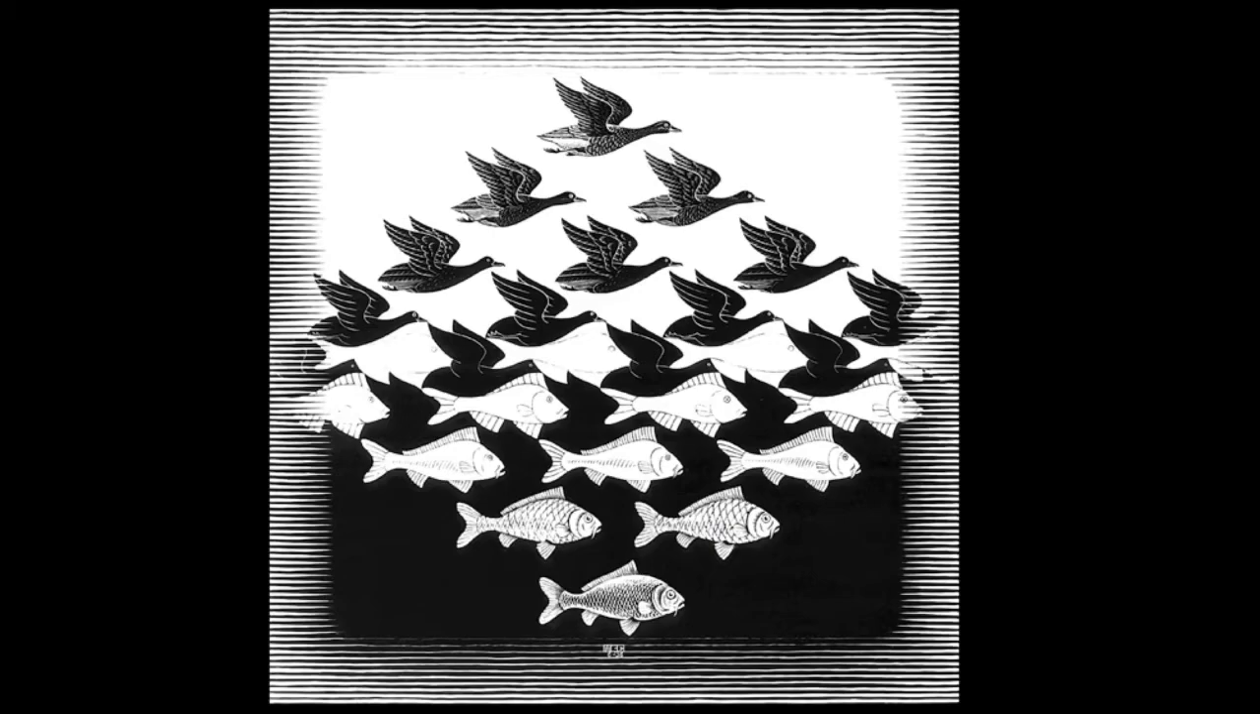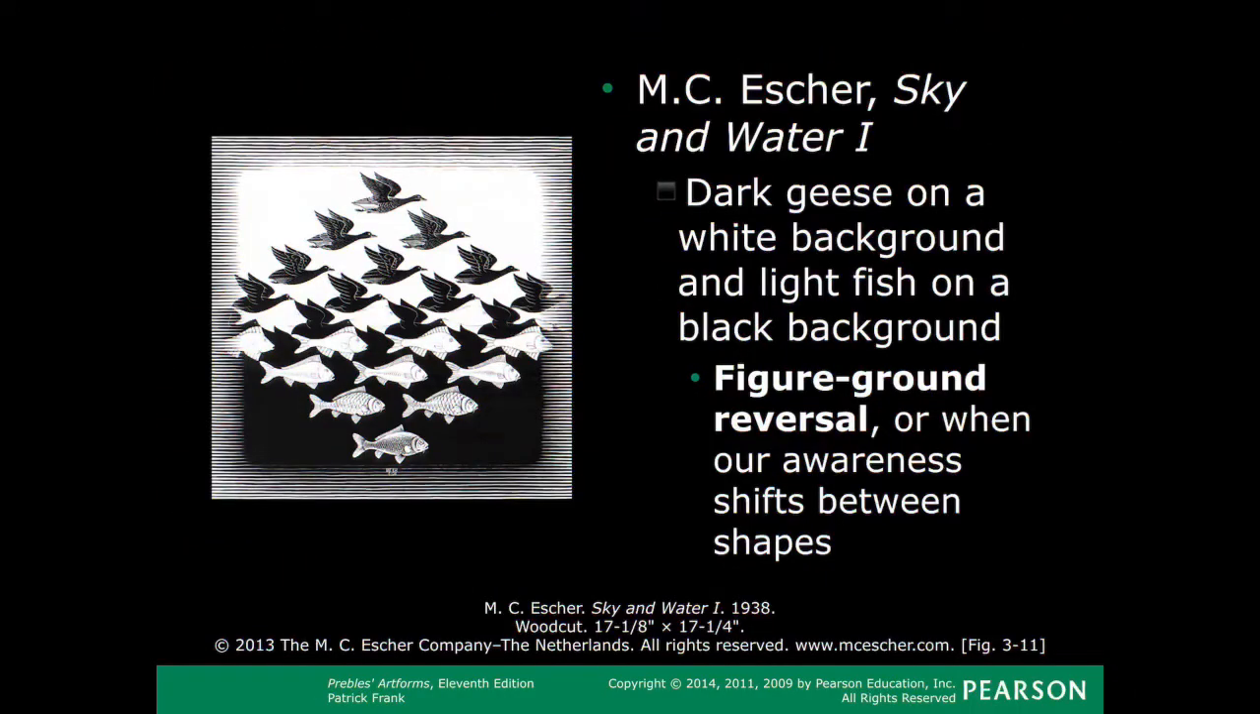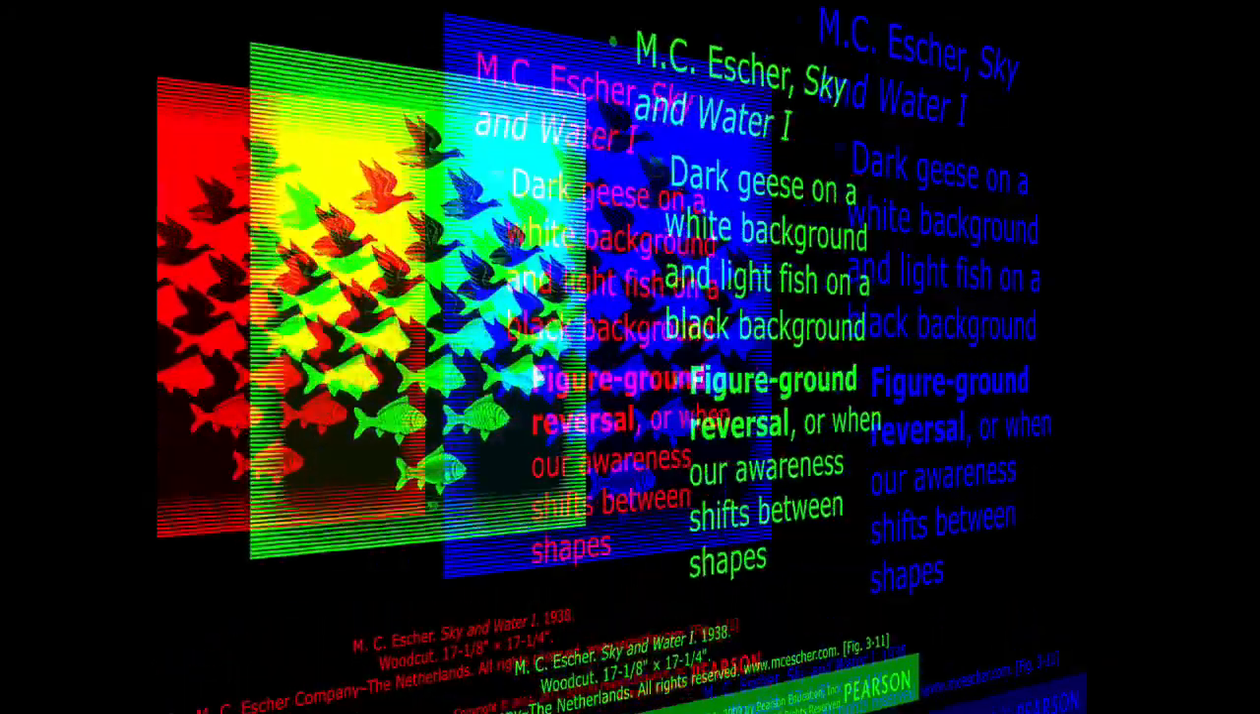And we are back. I am talking about the work here by MC Escher, Sky and Water 1. We have an artist that is playing around with the idea of shifting from the positive space into the negative space and vice versa. We call this a type of figure ground reversal when our awareness shifts between shapes.